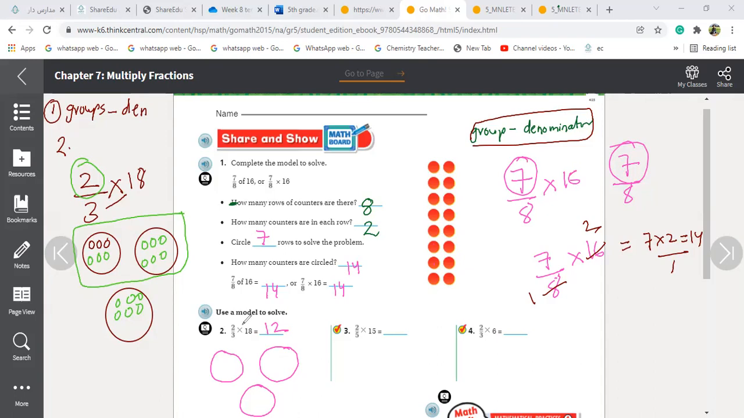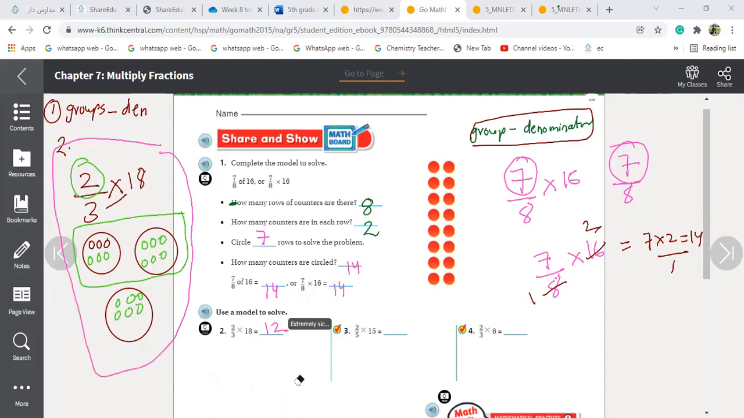Girls, can I erase? No, wait, miss. I'm just at number 2. Question number 2, please do this. Okay, I will erase this so that you don't get confused. Miss, I wrote the same thing that you wrote, but I circled even 2 circles. You have to do exactly like this.